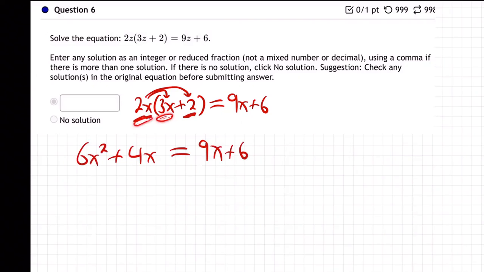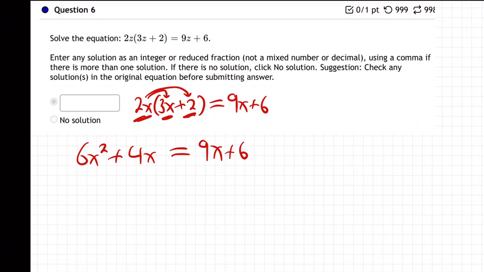Remember that 2x times 3x is 6x squared, right? The 2 times 3 is 6, and the x times x is x squared. And 2x times 2 is 4x. So do that first. And now notice we've got an x squared. What do we do when we've got x squared? Let's go over here on the side and write out what we do.